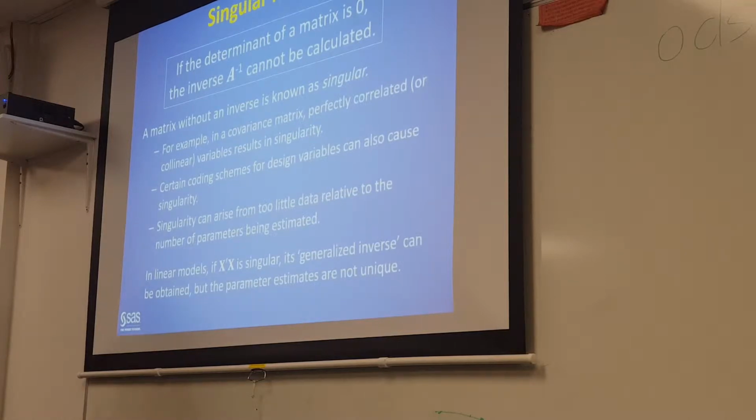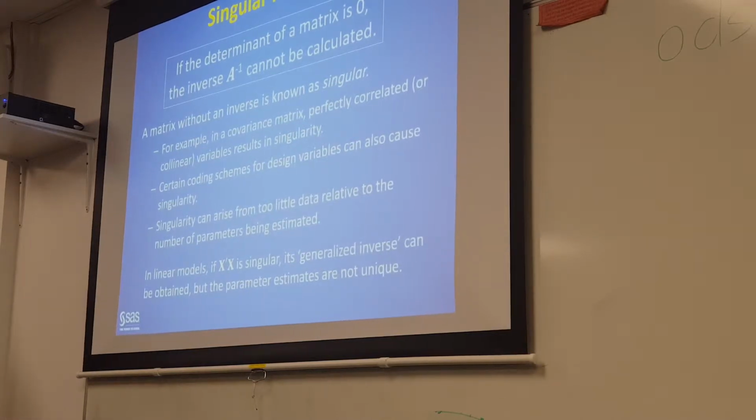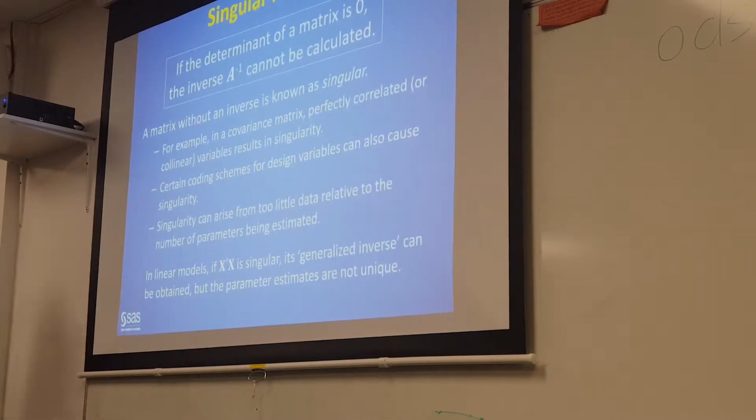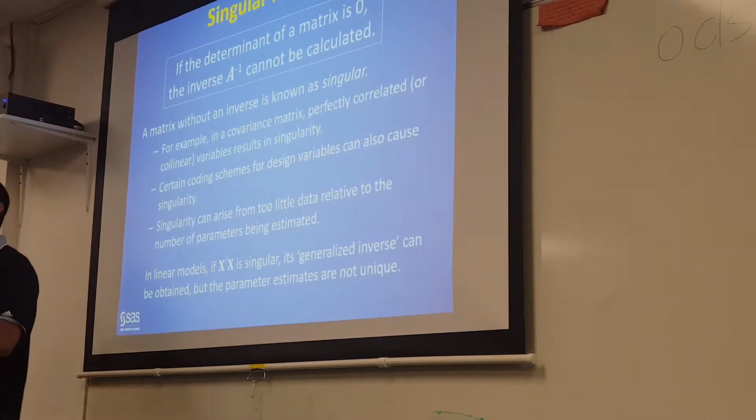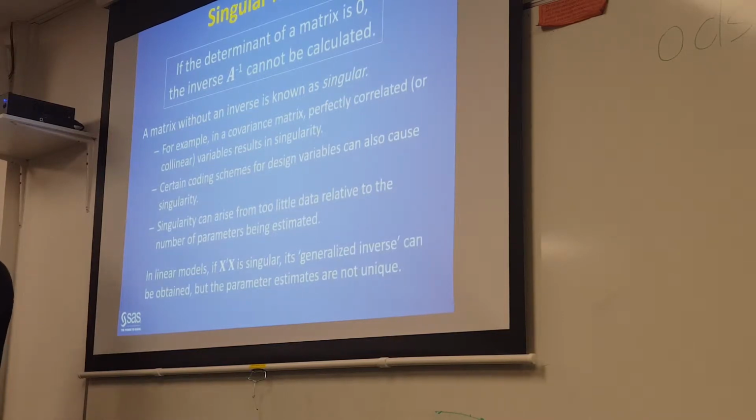What happens is, essentially, the rank of the matrix, the amount of information, is much less than what you think it is. There are certain coding schemes for variables, design variables or factor variables, that can cause singularity as well, causing problems. Typically, you get a singular matrix if you have too little data and too many variables relative to the amount of data that you've got. That's the most common. If you've got more variables than data points, then you've got lots of problems. You can't typically invert that sort of matrix or the model of that matrix.